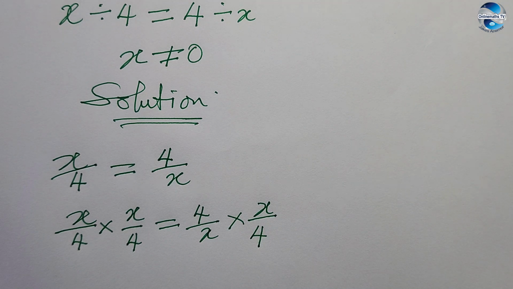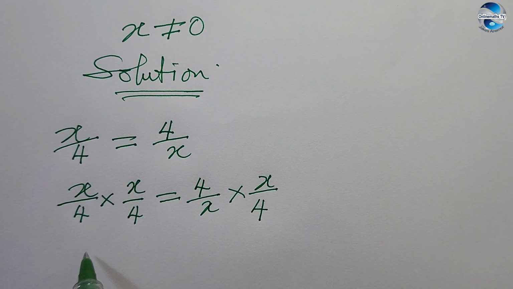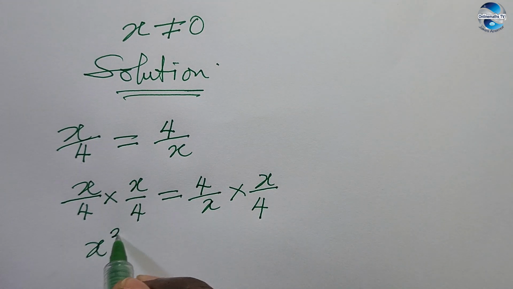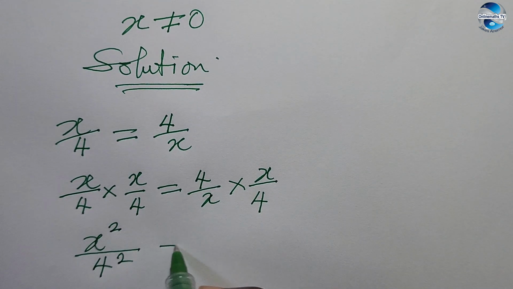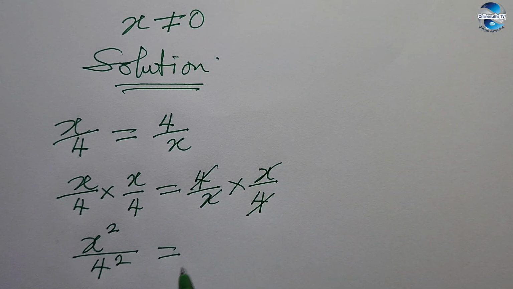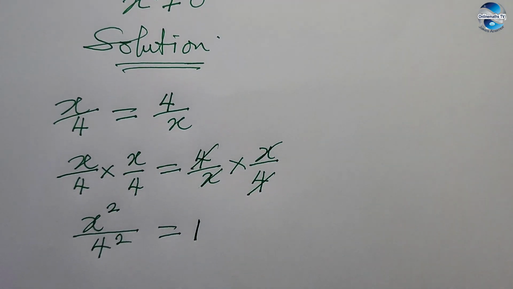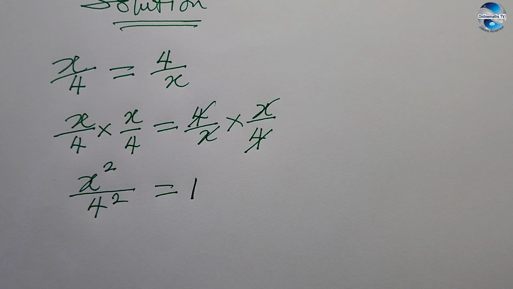Okay, so if we do that, the left hand side of our expression is going to give us x to the power of 2 over 4 to the power of 2, equal to, this we go with this and this we go with this. So we're left with just 1 on the right hand side of the equation, right? Good. So what do we do here?